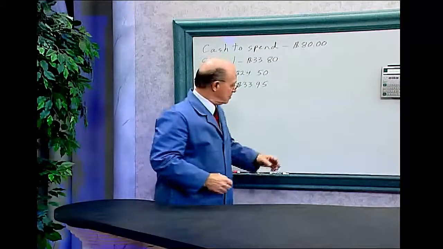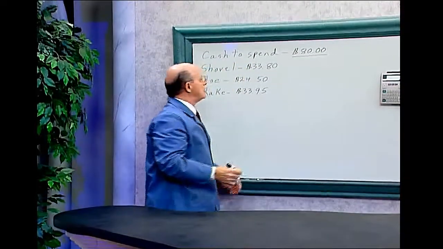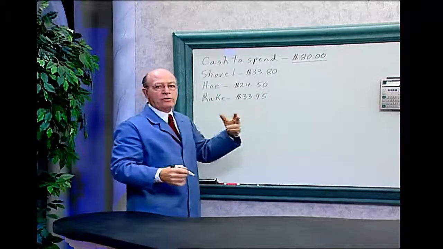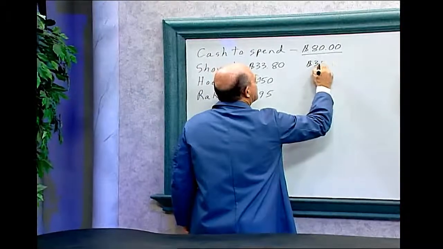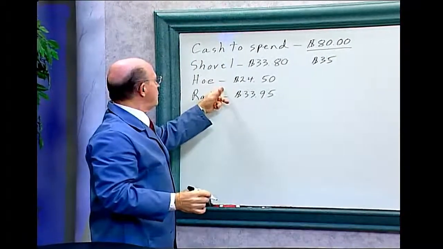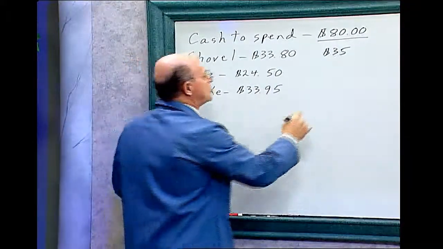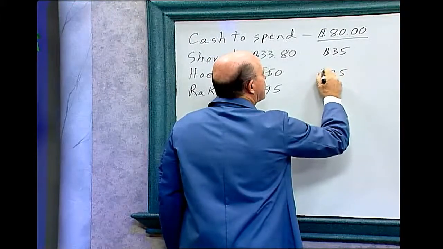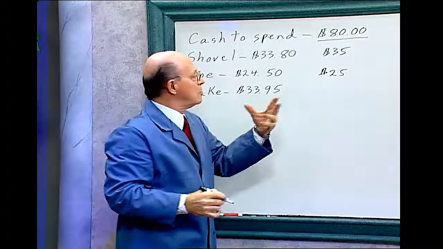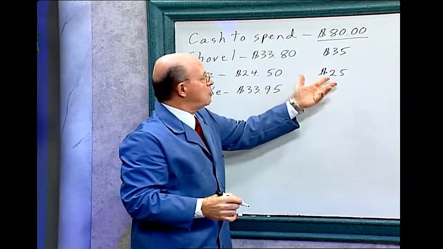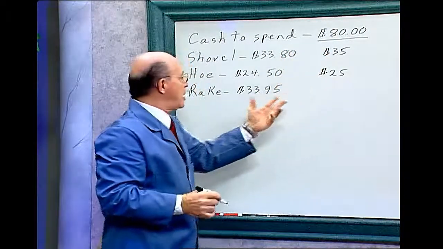Let's figure this out. I have in my wallet $80. And I'm in the store and I see the shovel for $33.80. So let's round that up to $35. I have a hoe that I look at, and that's $24.50. So we'll round it up to $25. Now if I add these two numbers in my mind, 35 plus 25, that will be $60. And I have $80 in my wallet. So I know I can't buy this rake.